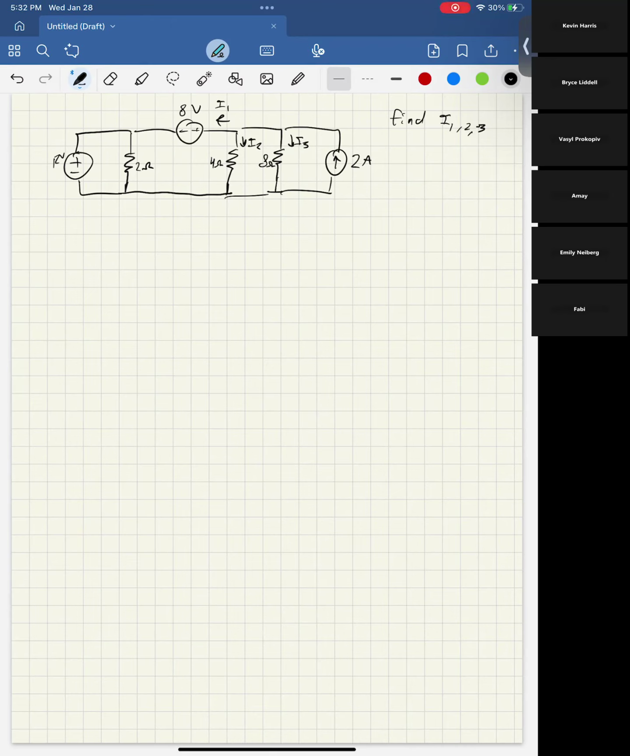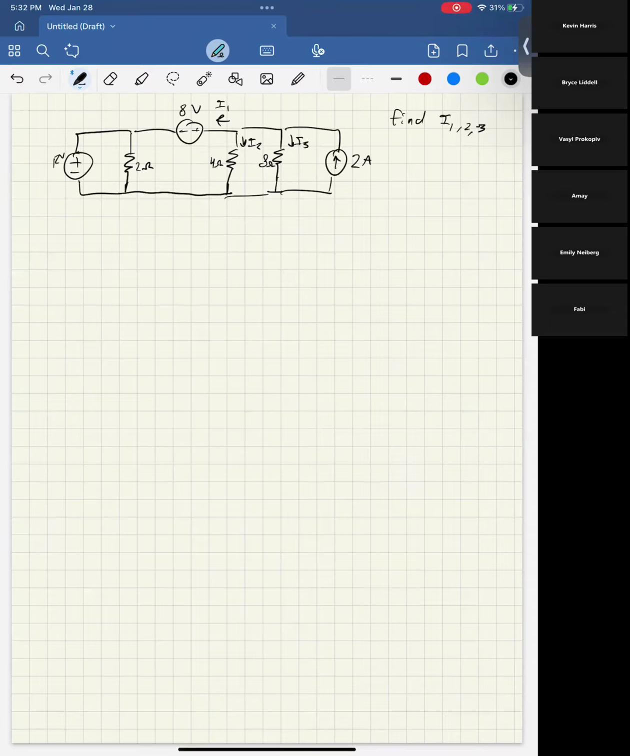Using KVL and KCL. So generally, when you have unknown things, right? If I have 3 variables I need to find, then that means I need to write at least 3 equations that relate them to each other, right?